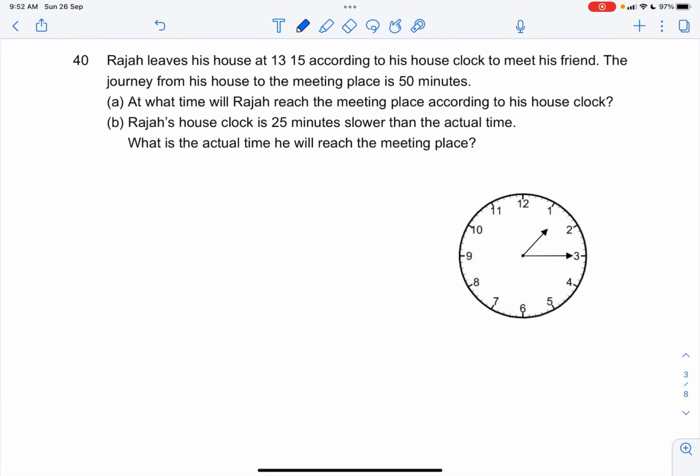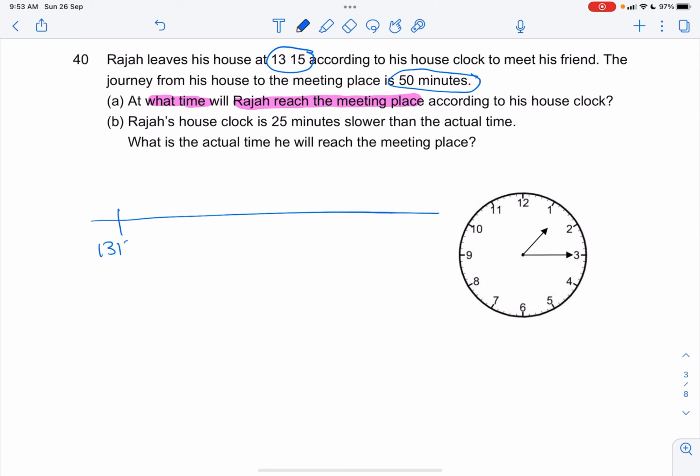Now for question 40. Raja leaves his house at 1315 hours. And the journey takes 50 minutes. So A, what time will Raja reach the meeting place? Okay, what time? So we have a timeline. He leaves his house at 13:15 hours or 1315 hours. And the journey is going to take 50 minutes. So if we add the two together, you will get 1405 hours. So he will reach the meeting place at 1405 hours for A.